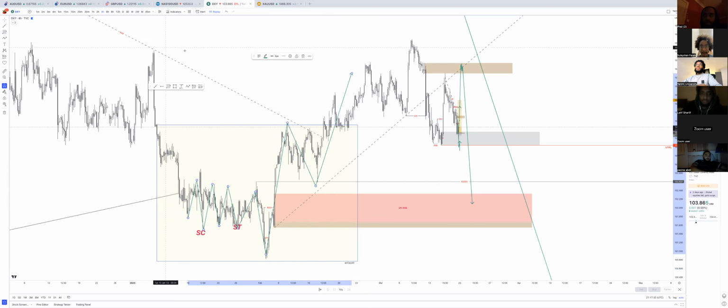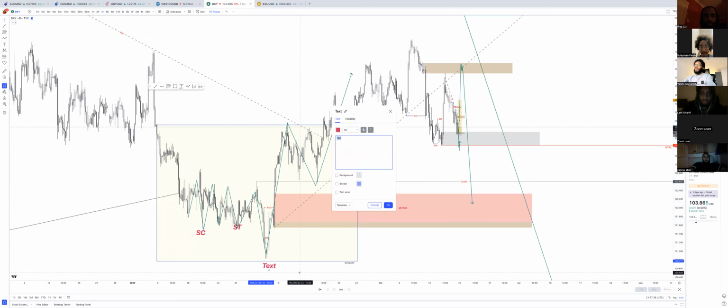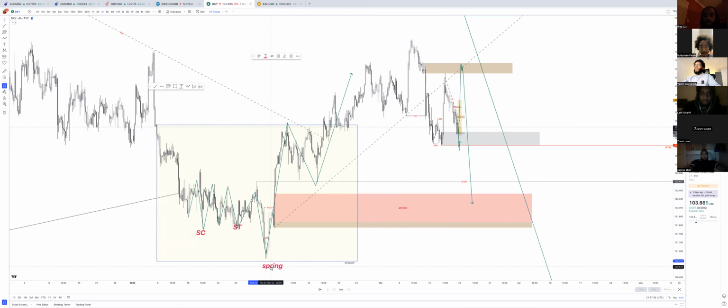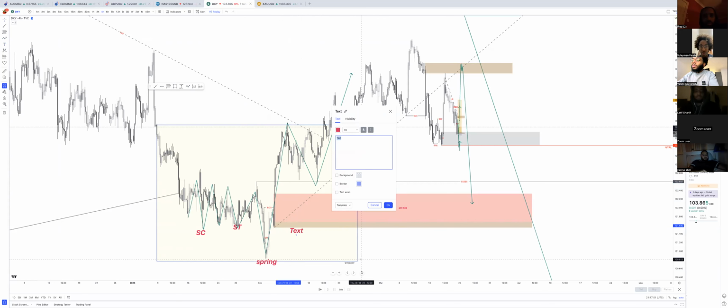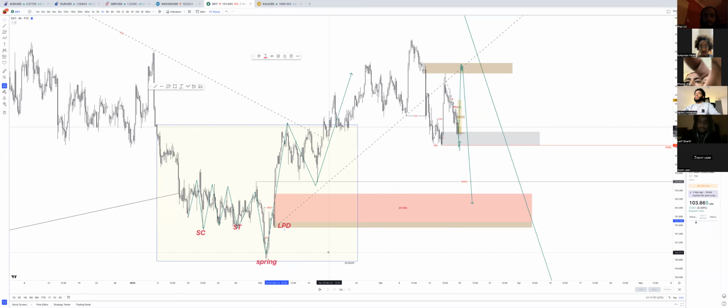So only after you have seen the spring can you really be like, okay, cool. My Wyckoff starts from here, and you can kind of readjust your labels and start labeling everything else and be like, okay, cool. This is my LPS as well. I can start from here as well. Sorry, LPS. So let me wait for this.